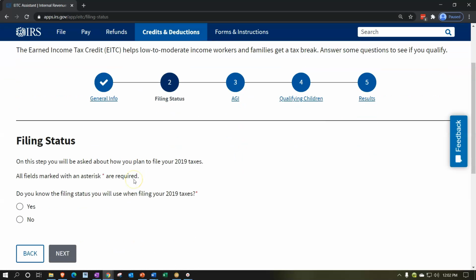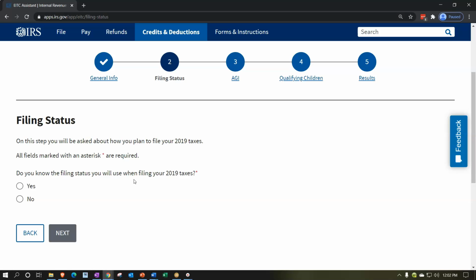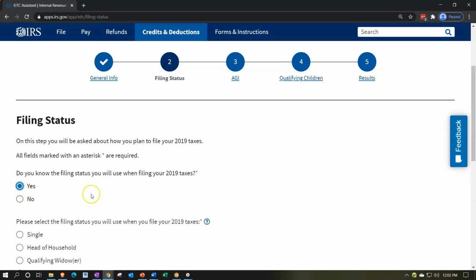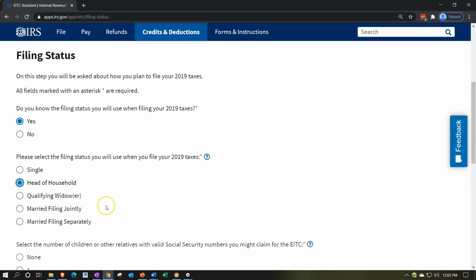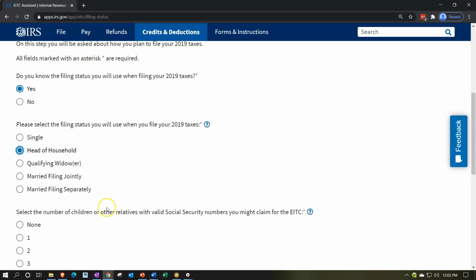And so now we've got the filing status. On this step, you will be asked about how you plan to file your 2019 taxes. All fields marked with an asterisk are required. Do you know the filing status you will use to file? I'm going to say yes, we know the filing status. And let's start off with saying that we're going to file head of household filing status.